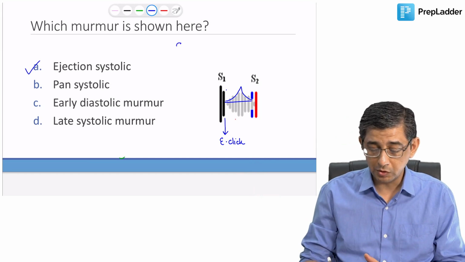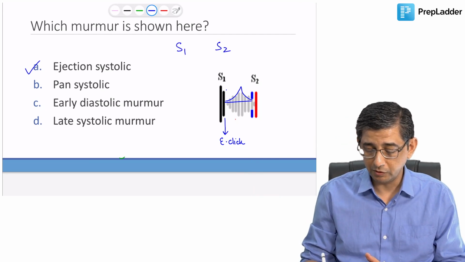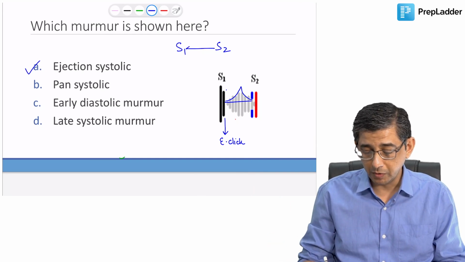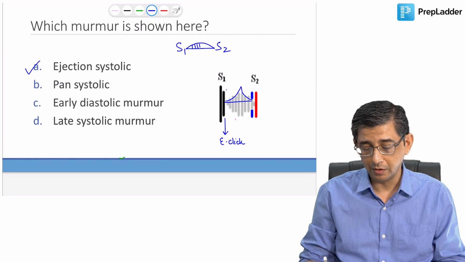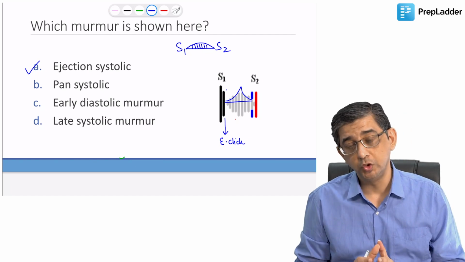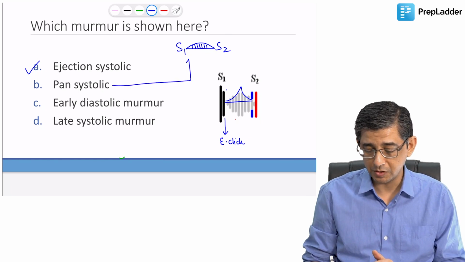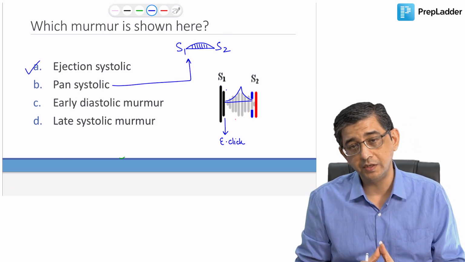Now suppose you debate with me, saying, sir, this image was not present. I have a scenario for you: if the murmur was given in the shape of a dome, that is going to be a murmur that will uniformly be heard all through the duration of systole, then we are going to call it a pansystolic murmur that's encountered in mitral regurgitation.